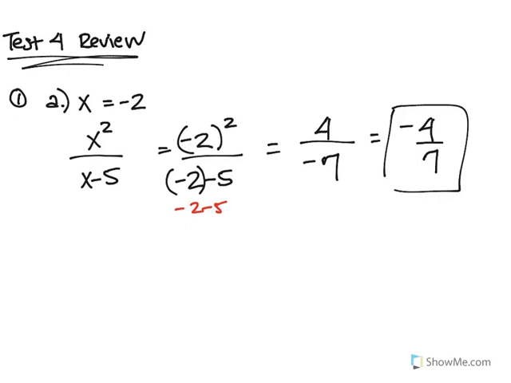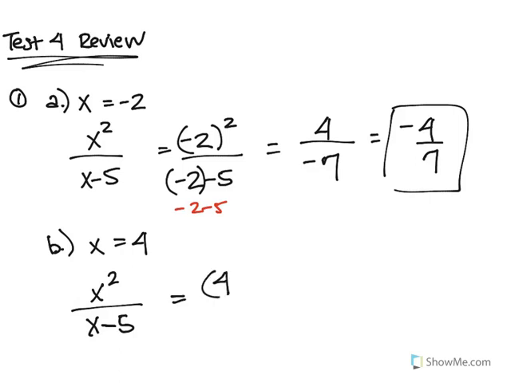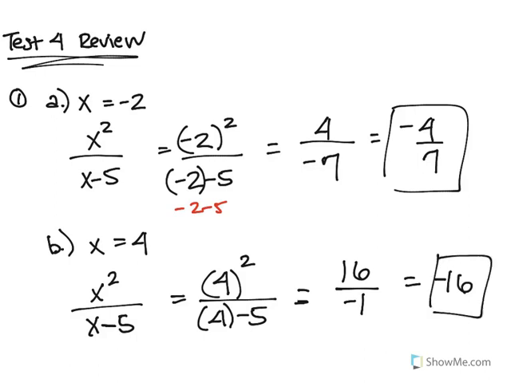Just straight plug in. Then it wants you to allow x to be what? +4 into that same expression. So we're going to plug in +4. That will be 4 squared over 4 minus 5. So that's what? 16 over -1. And that just reduces to what? -16. Y'all see that? Just straight plug in. Questions on number 1?